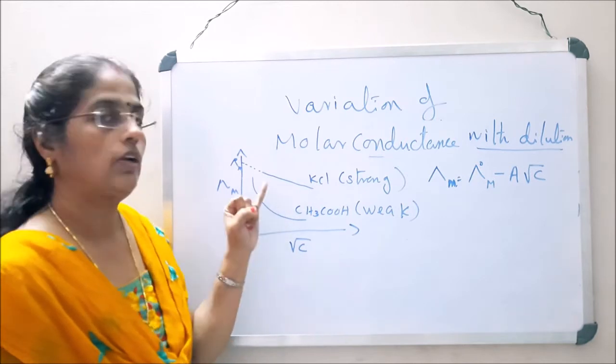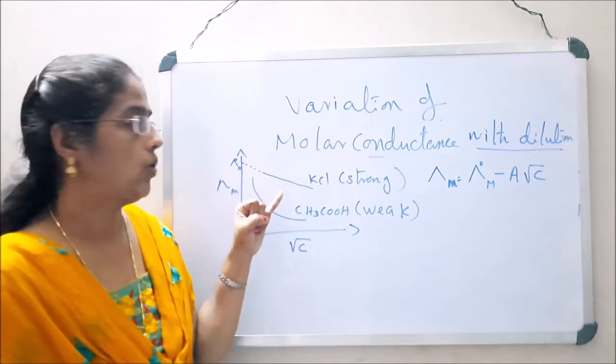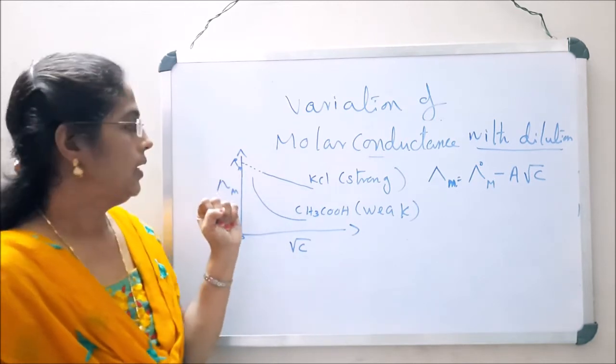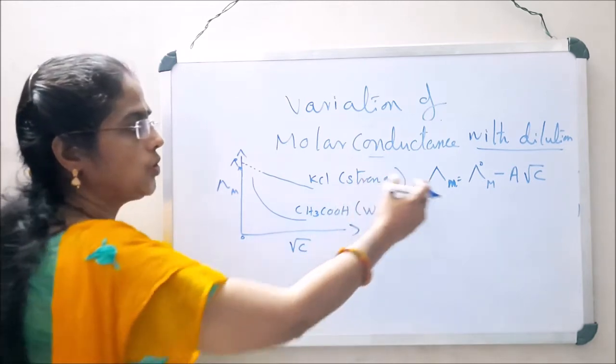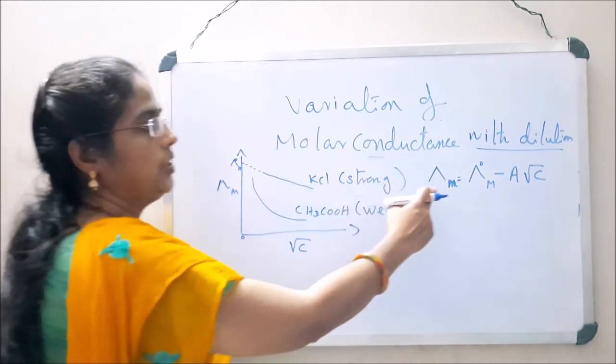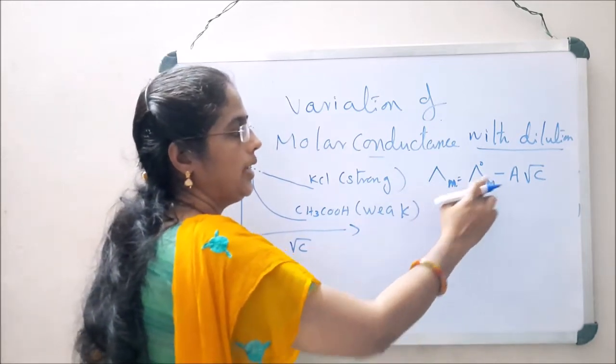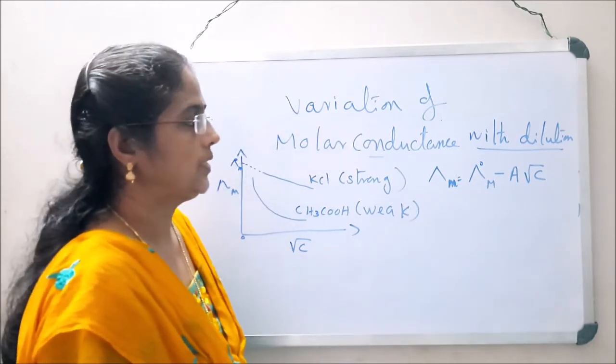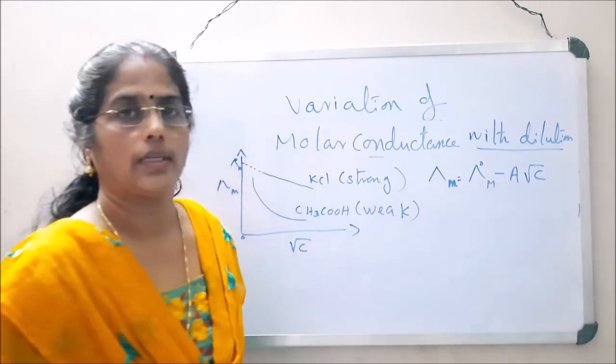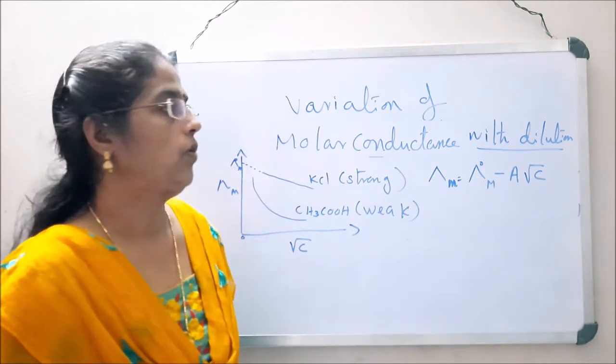That is why we will not get the value of lambda m0 of a weak electrolyte from the graph. So, in the case of a strong electrolyte, the equation is just like an equation of a straight line. Lambda m equals lambda m0 minus A root c, where A is a constant. A is a constant for a particular type of electrolyte.